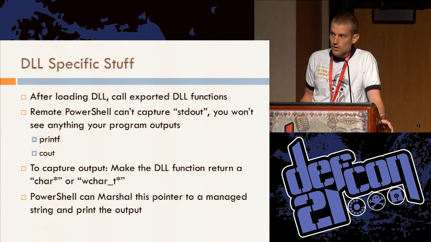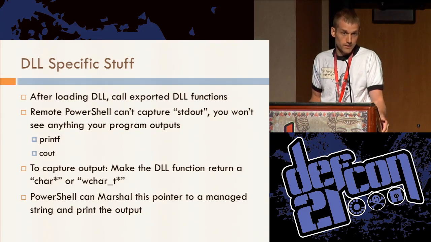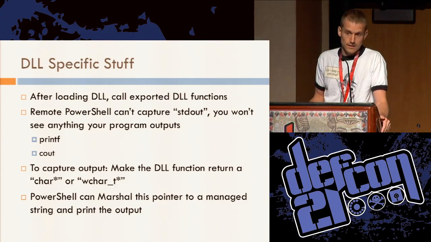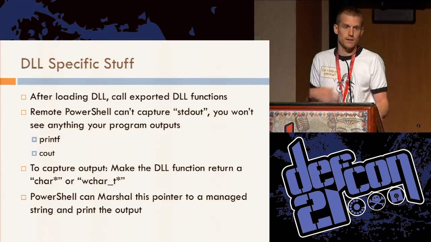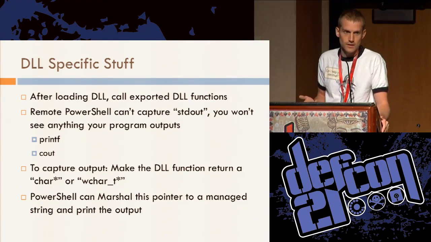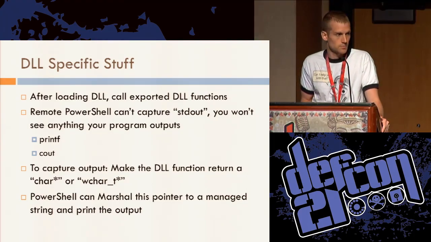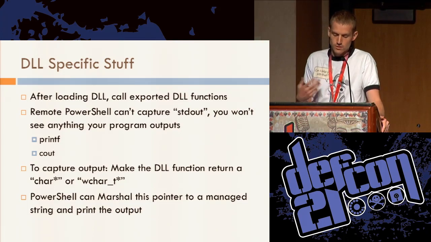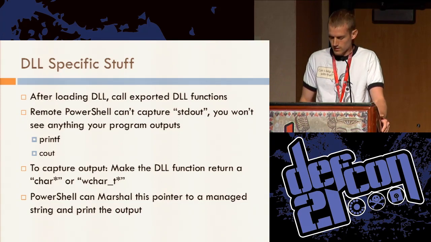So, if you want to be able to see the output, what you're going to need to do is make the DLL function that you're calling return you a character array or a wide character array, and PowerShell can then take that pointer and marshal it into managed memory and then it can serialize that and send it back. So it's just a small change that you need to make, and on my blog I actually have a post showing how it takes about maybe 5 minutes to change Mimikatz from outputting using standard out to outputting to a string that can be retrieved by PowerShell.